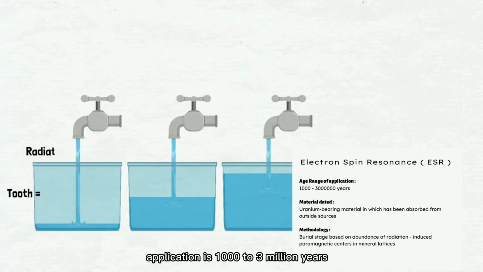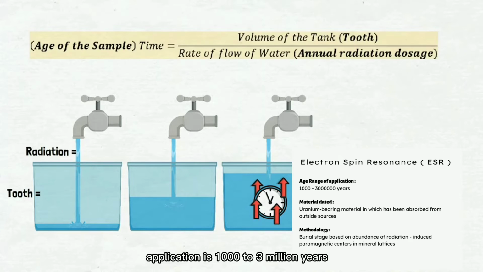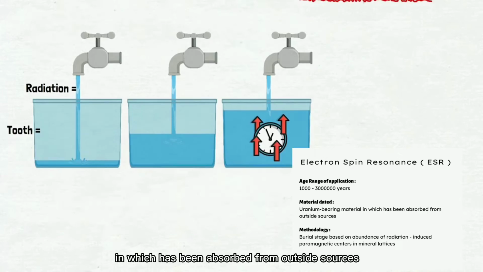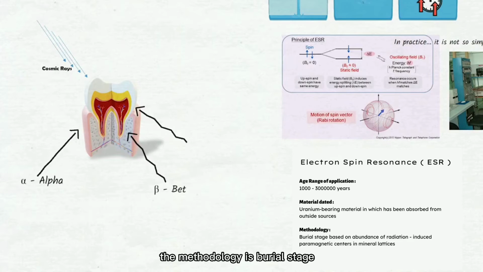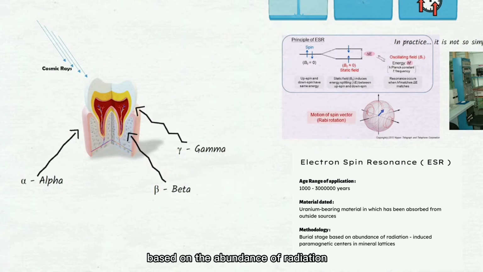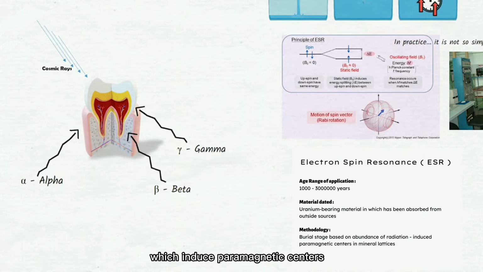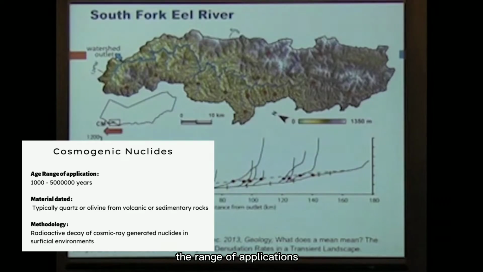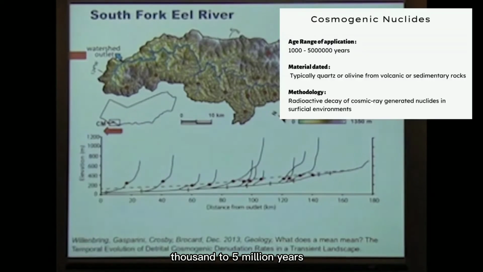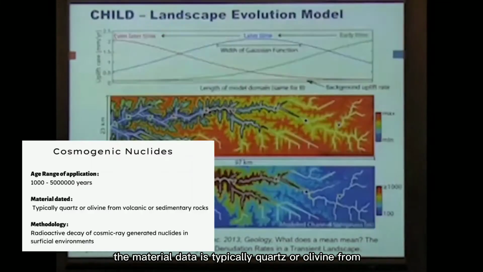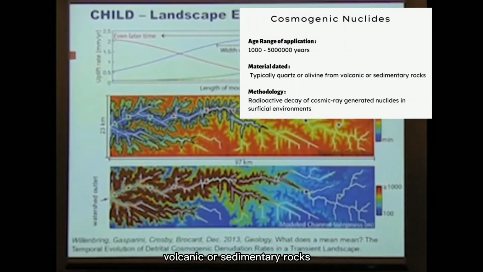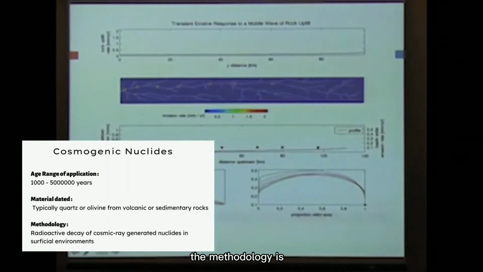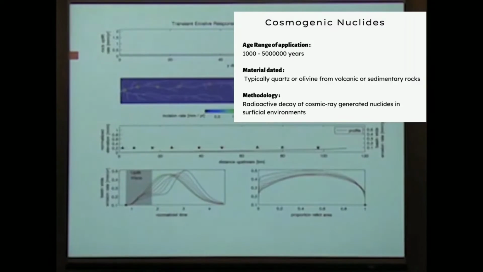The age range of application is 1,000 to 3 million years. The material dated is uranium-bearing material which has been absorbed from outside sources. The methodology is burial age based on the accumulation of radiation which induces paramagnetic centers in mineral lattice. The next method is cosmogenic nuclides. The range of application is 1,000 to 5 million years. The material dated is typically quartz or olivine from volcanic or sedimentary rocks. The methodology is radioactive decay of cosmic ray generated nuclides in superficial environment.